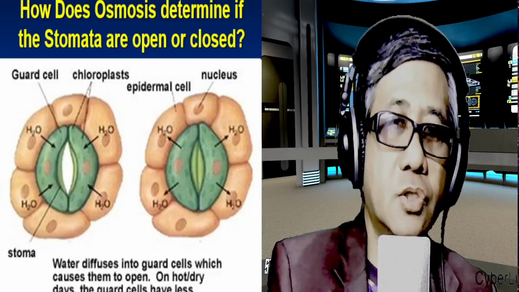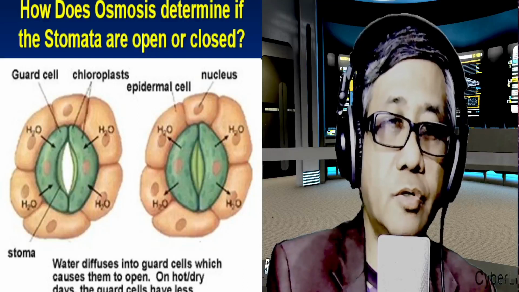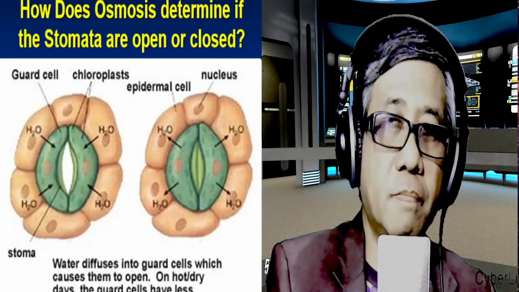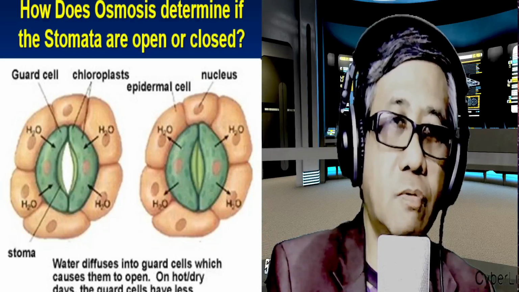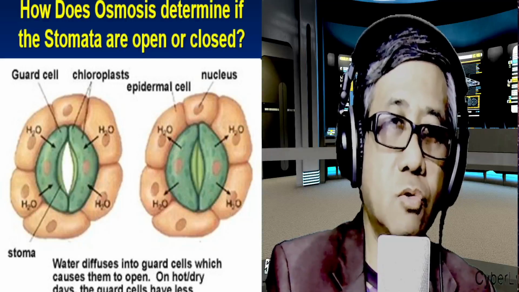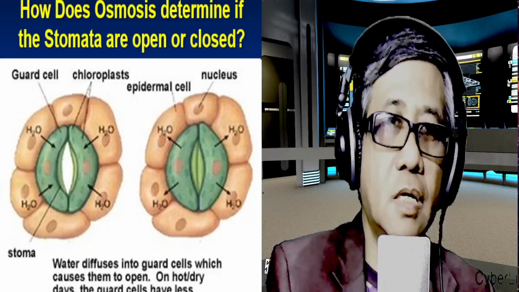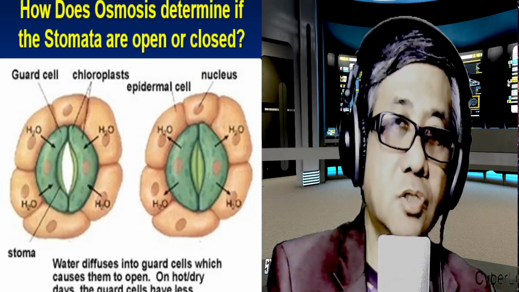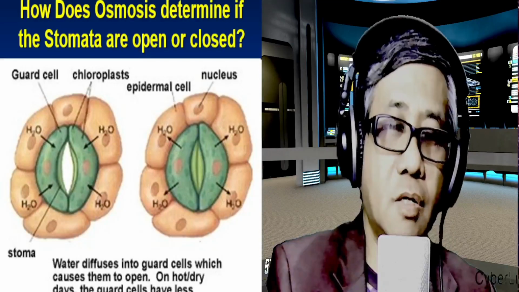Alright? So, in hot dry conditions, the guard cells will have less water in them. When the guard cells are dehydrated, they tend to relax, and this will close the stomata. As you could see in the illustration, water enters the guard cells through osmosis and the stomata opens up.